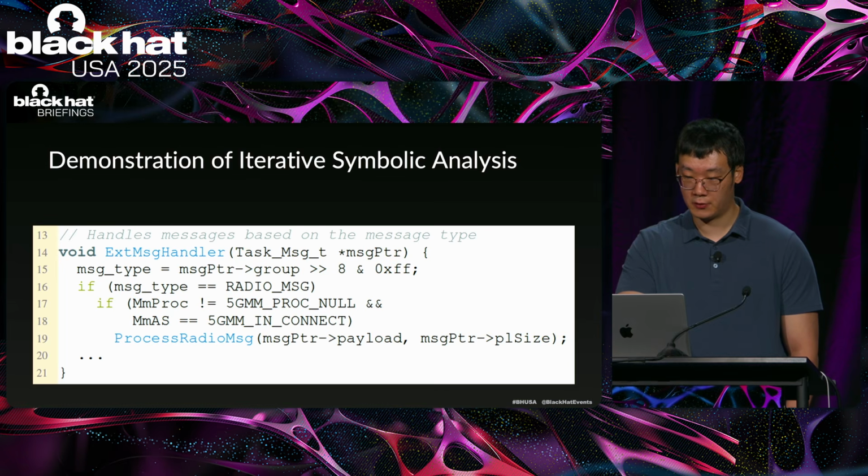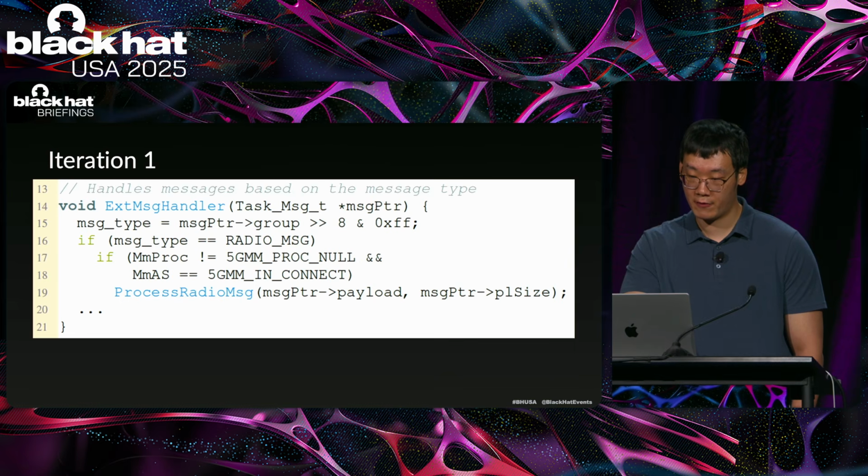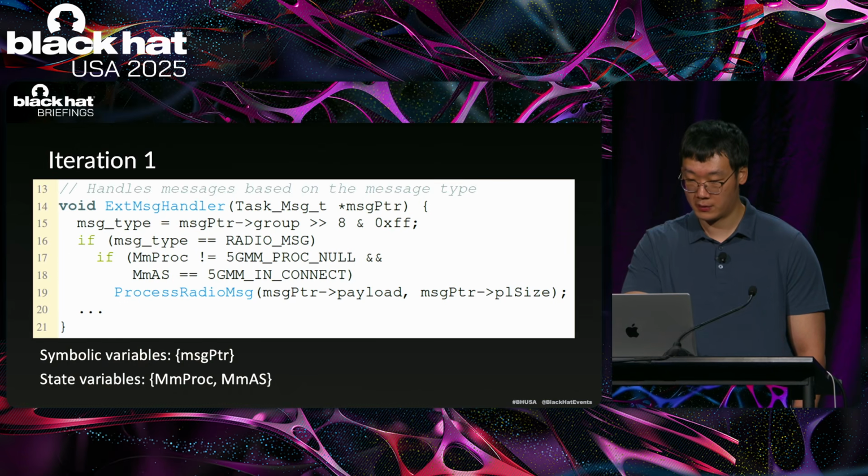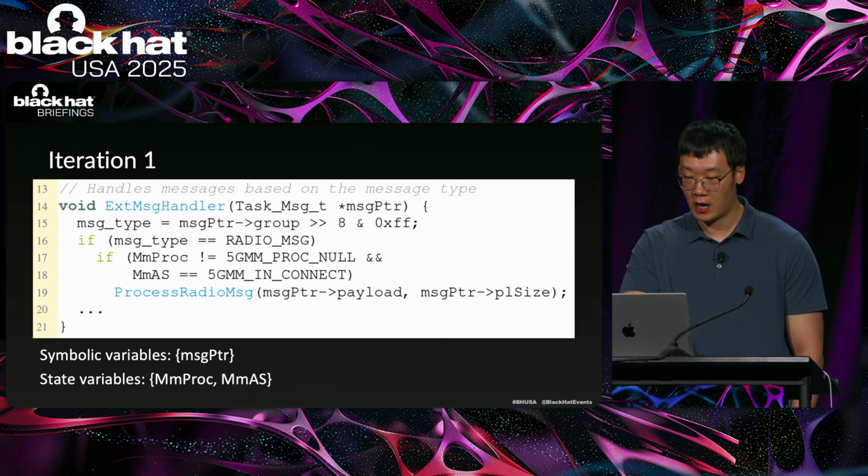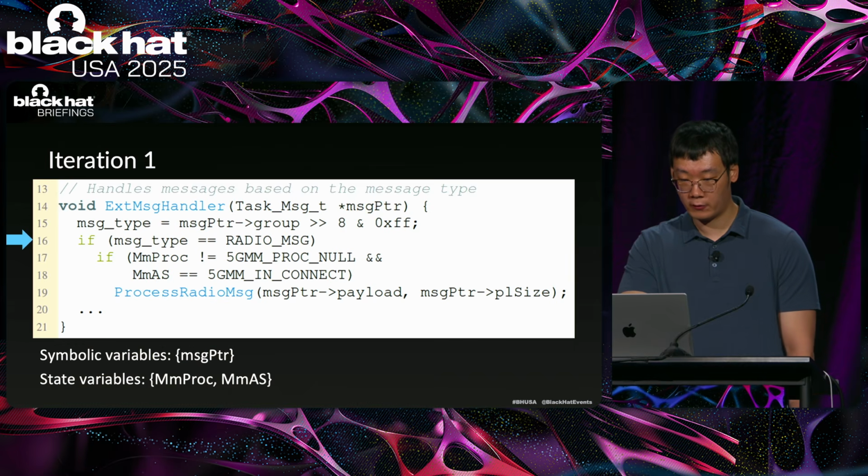I'll just present a simple demonstration of this iterative symbolic analysis to show you the core idea. Suppose we somehow know the state variables we want to analyze are proc and AS. In the first iteration, none of the state variables are symbolic, meaning that they will retain their original concrete value. But we have to make the message pointer symbolic, since this will be our input text message. So we want to find out all of the paths reachable by different values of this input message. So in the first iteration, only message pointer is symbolic. Then we symbolically execute, maybe from the start of this function, and then we reach line 16, where we encounter the first branch depending on message type.